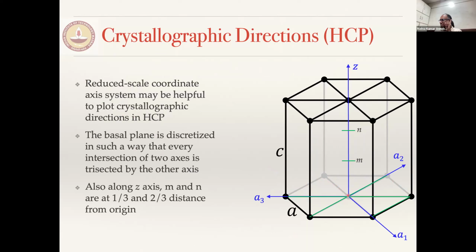It is discretized in such a way that every intersection of 2 axes is trisected by the other axis. So this axis is trisected by this axis, and similarly for the others. So you are making this kind of a grid. And along the Z axis also you have 1/3, 2/3 and 1. M is at 1/3, N is at 2/3 and this point is at 1. Now if I move along A1, 1/3 will be 1, 2/3 will be 2, 3/3 will be 3. That is how we represent the coordinates.